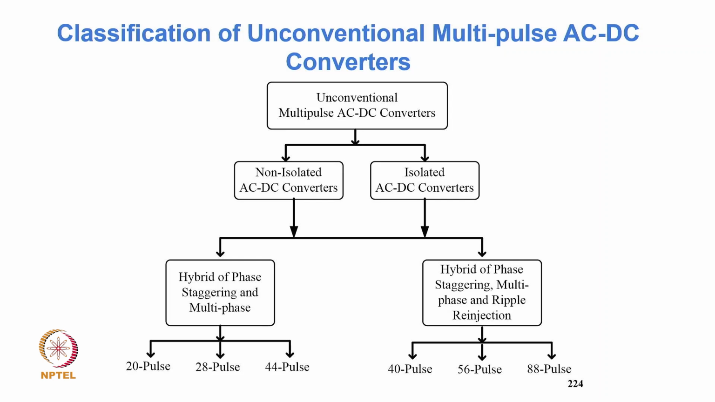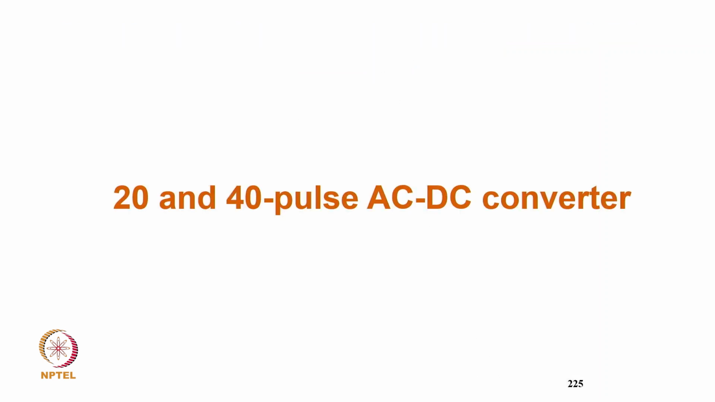Similarly we convert 3 phase to 11 phase, and then we have a phase shift. So 11 phase gives 22 pulse, and then 2 sets of 22 with the interphase we get 44. And a hybrid of all 3 concepts: phase staggering, multiphase and ripple injection or pulse doubling. So then with pulse doubling, the 20 pulse gives 40 pulse, and 28 pulse gives 56 pulse, and the 44 pulse with ripple injection and pulse doubling gives 80 pulse.